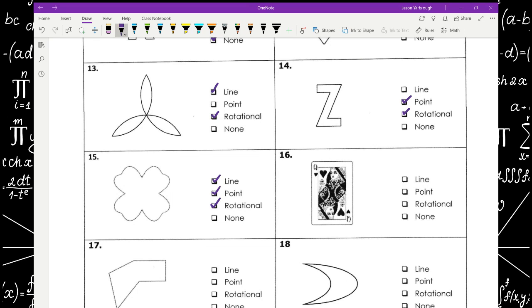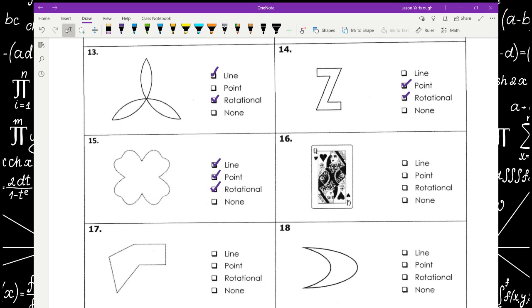16, playing card, line symmetry. All right, if it went sideways, no, they're not the same. It went up, down, again, it was flipped on one side, so no, not line symmetry. Point symmetry, rotate 180 degrees. There we go, that one actually does work. Again, since I can do 180 degrees, that is still rotational symmetry as well.